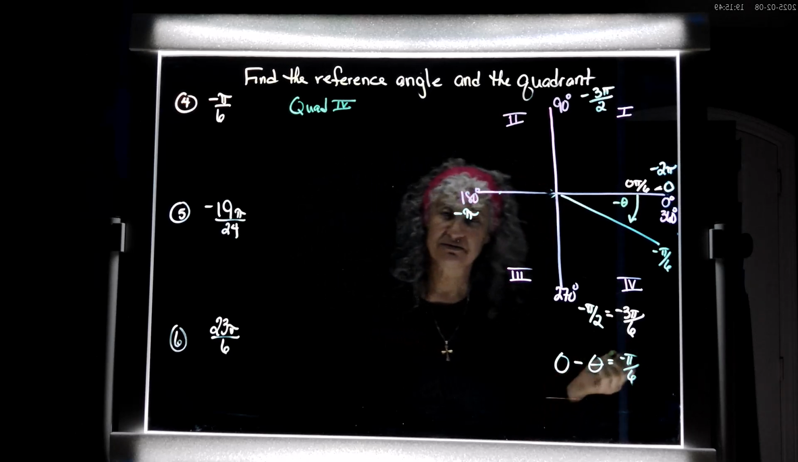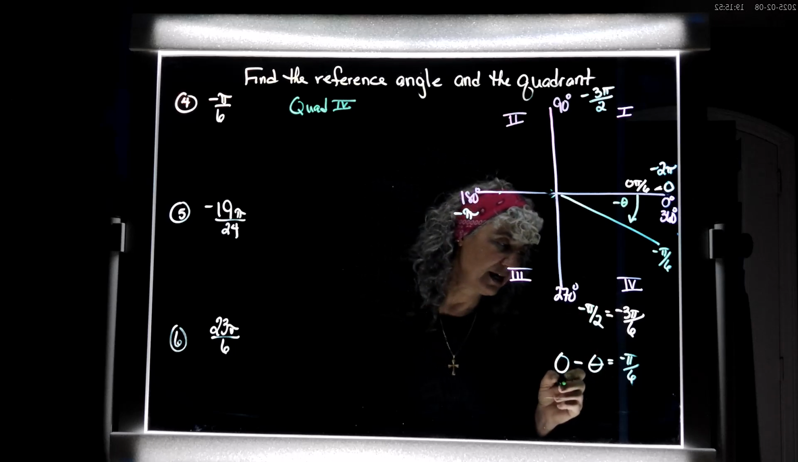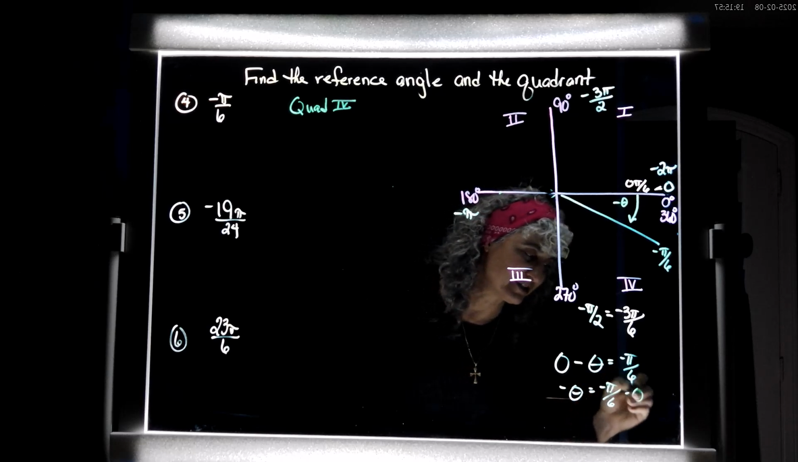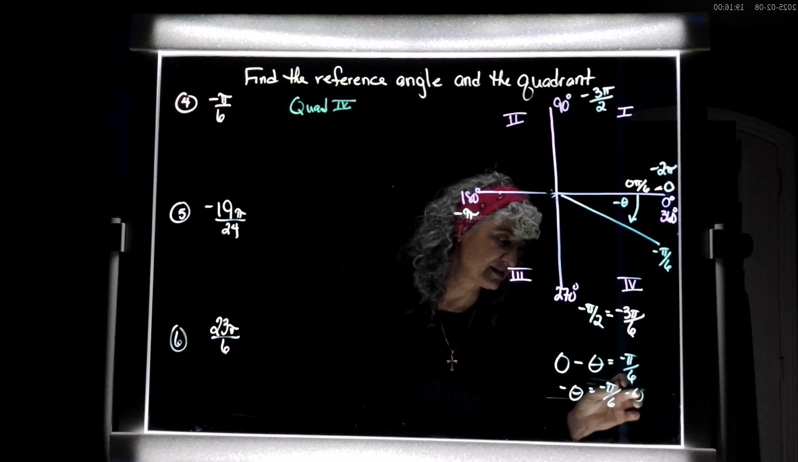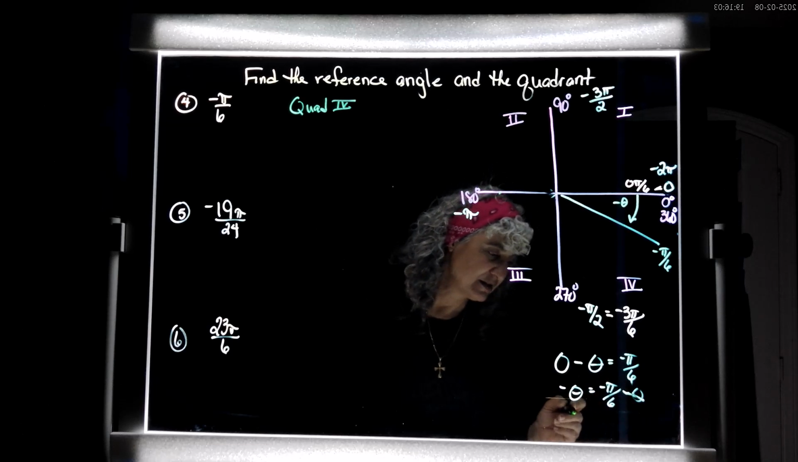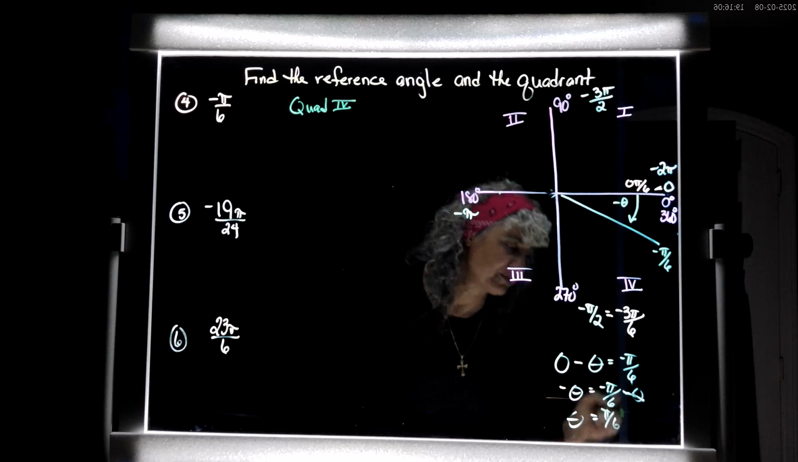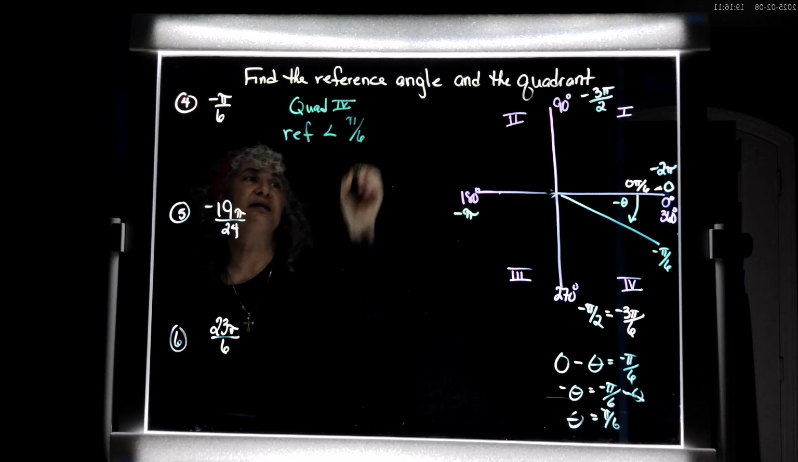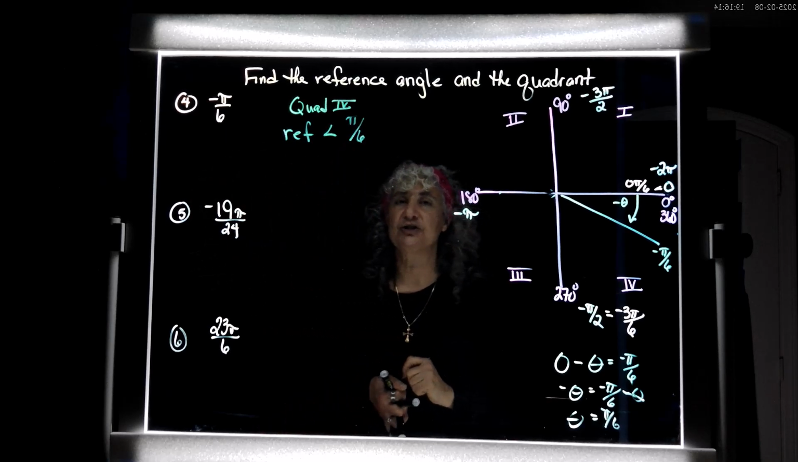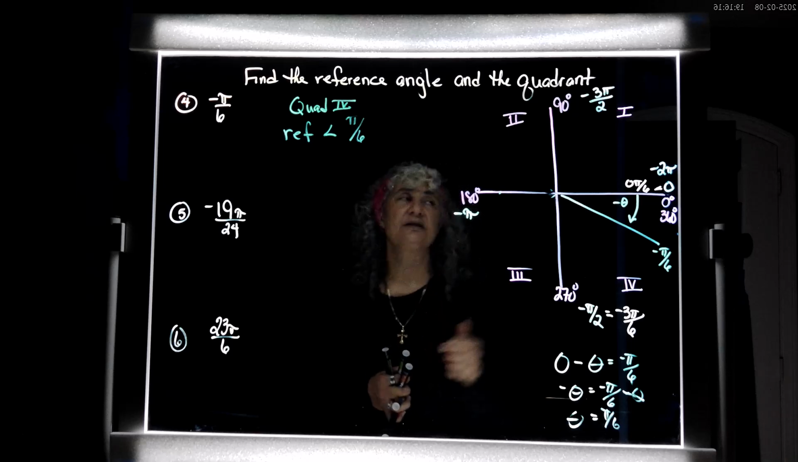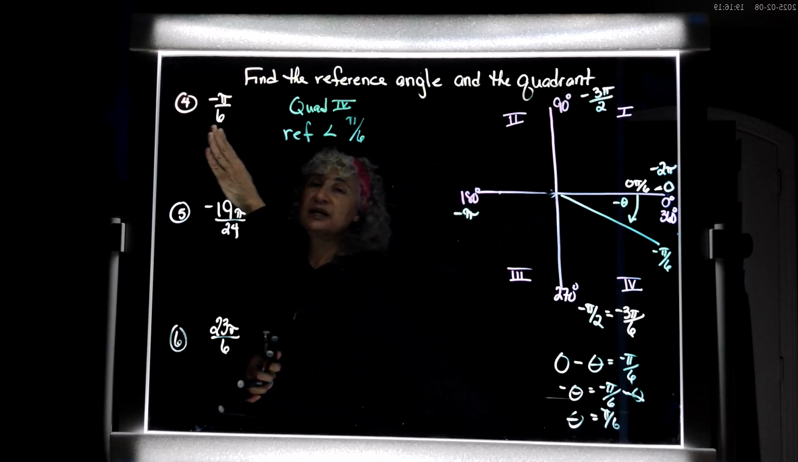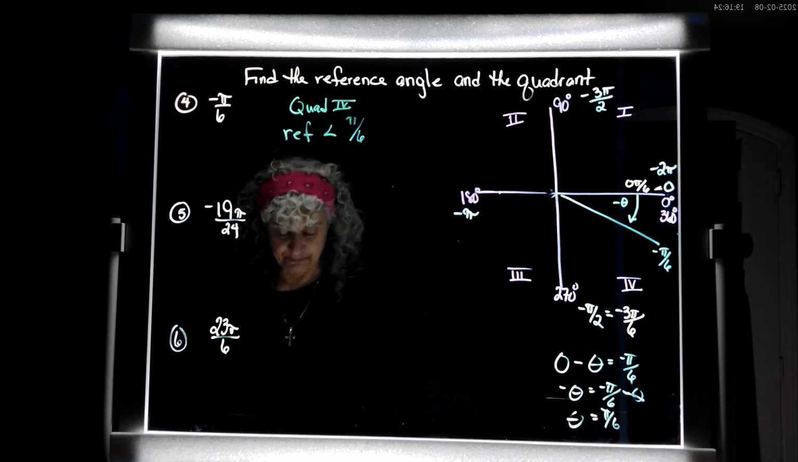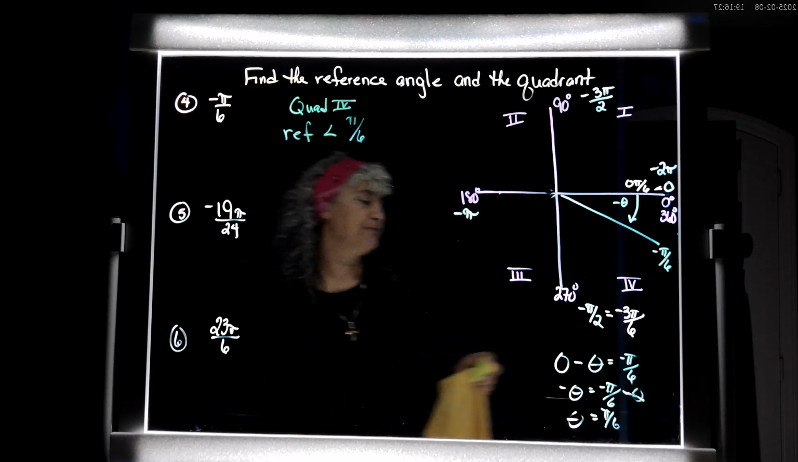And if I do some algebra, I can say negative theta equals negative pi over 6 minus 0, which means theta is equal to a positive pi over 6. Your reference angle is a positive pi over 6. Remember what I mentioned. Reference angles are always which quadrant? Quadrant 1. So even though the angle was negative, the reference angle is still positive. Good? Okay. Now, number 5.